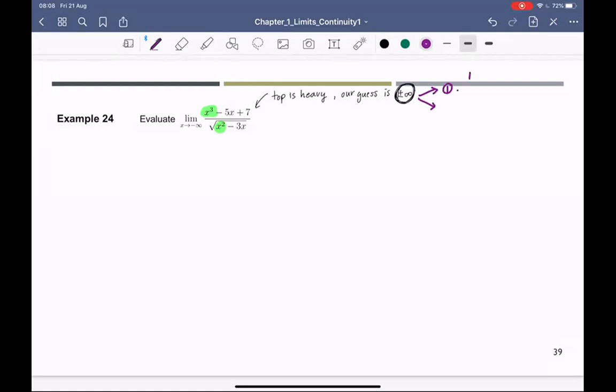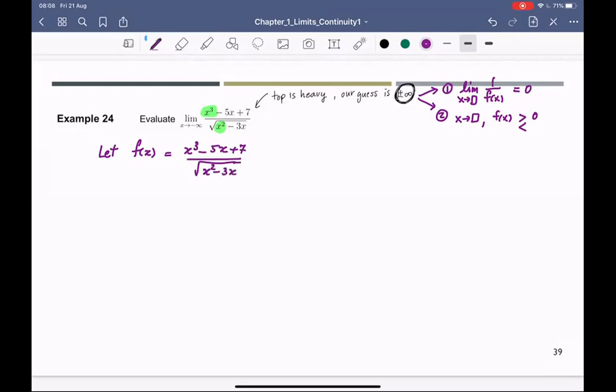First, I am going to show that the limit of 1 over f(x) goes to 0. Second, I have to show that when x goes to the point I want, f(x) is just greater than or less than 0, and then I can conclude what I want. So here I'm going to let f(x) be x cubed minus 5x plus 7 over the square root of x squared minus 3x. I'm going to show two things. First, let's consider the limit of 1 over f(x). I need to show that this goes to 0.